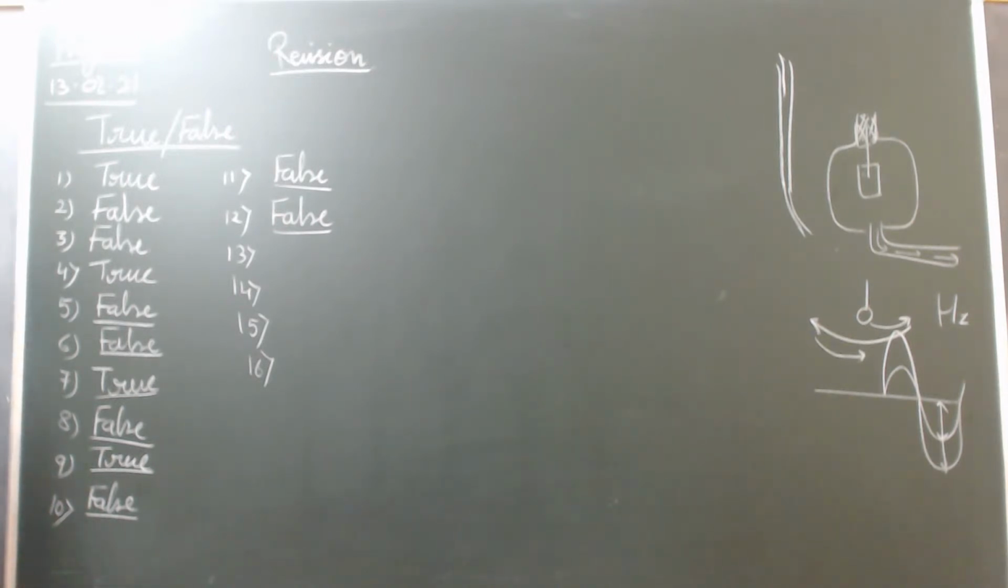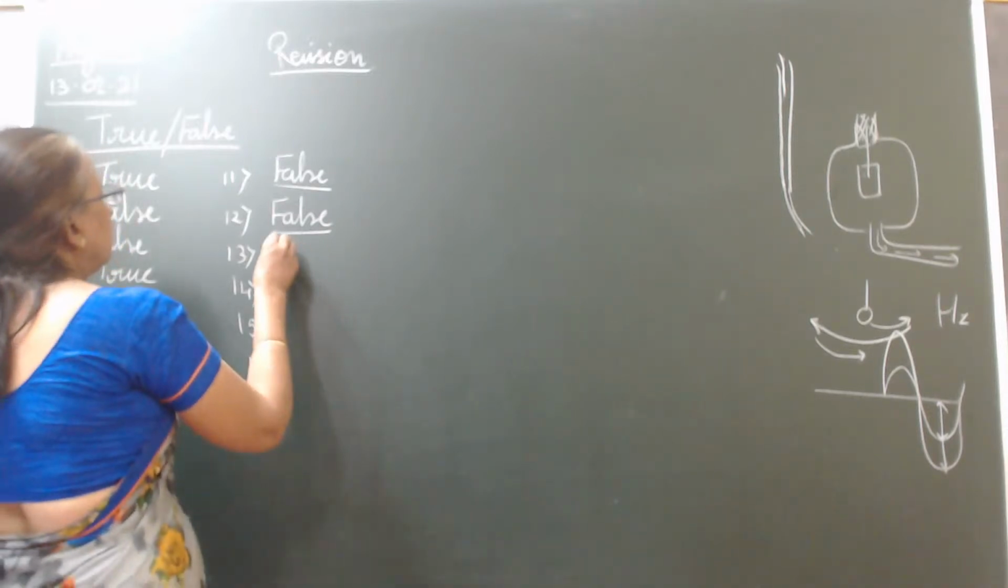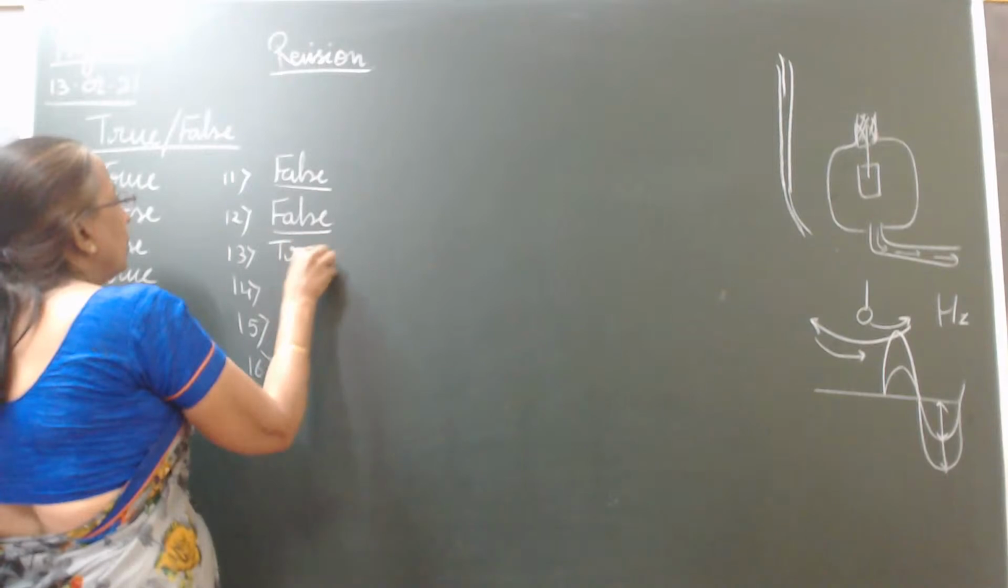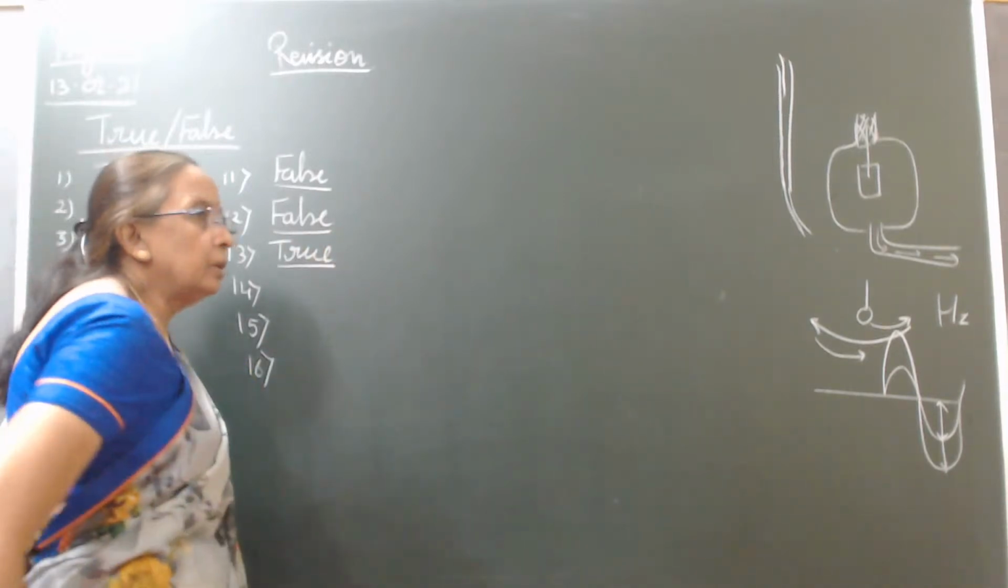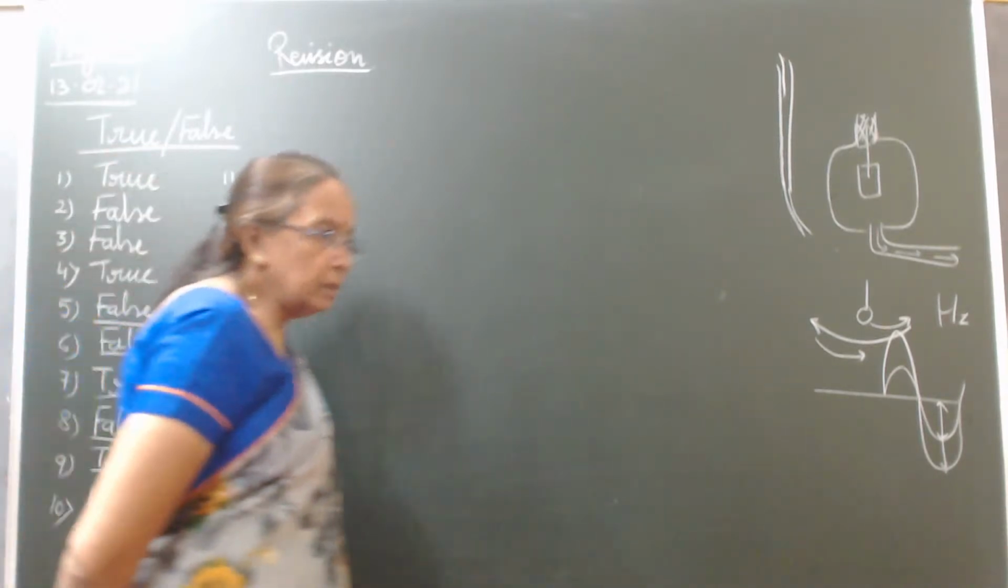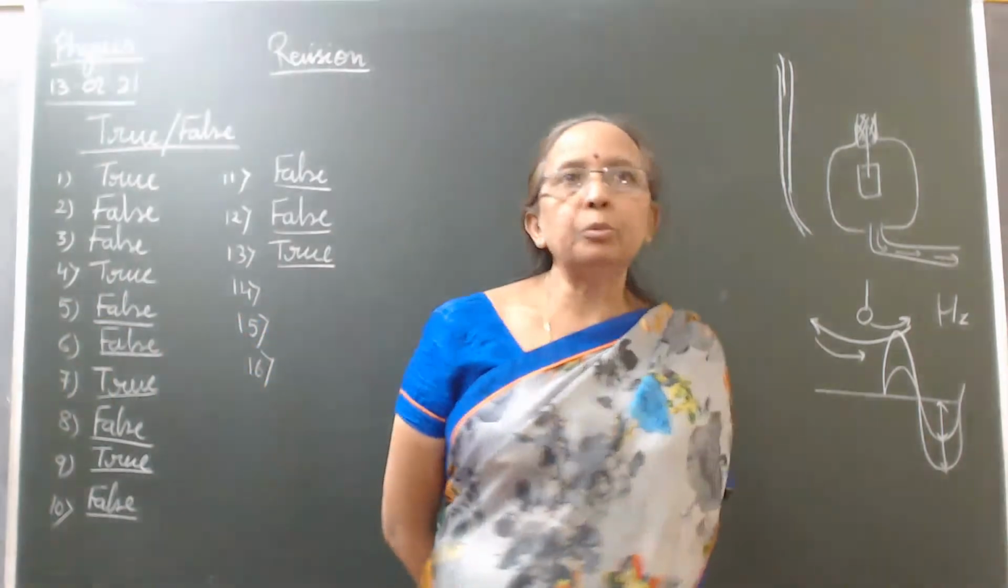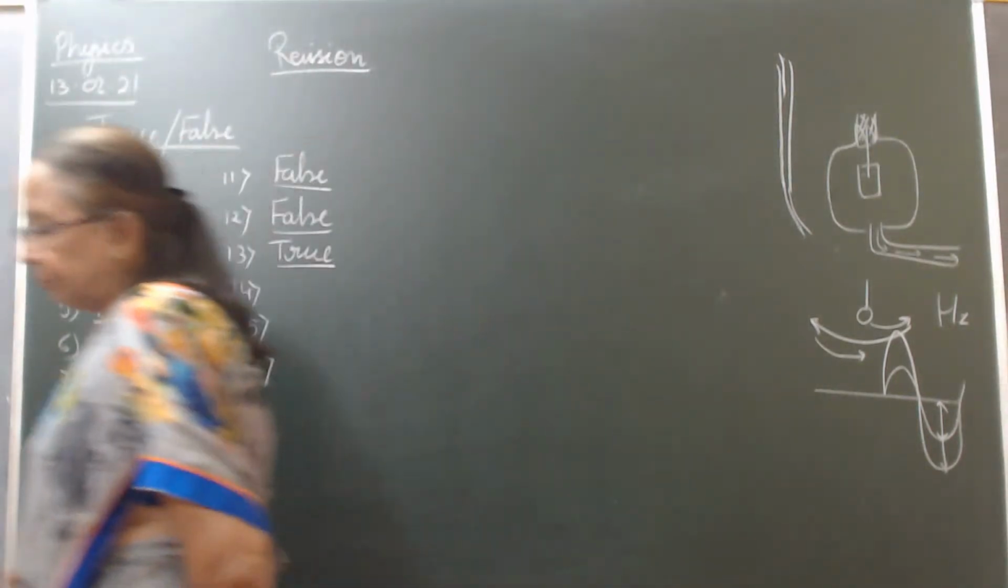Solar system includes planets, asteroids, comets. Next, Mercury is the smallest planet of the solar system. Yes, if you remember the diagram of the solar system, you can see Mercury is the smallest planet.